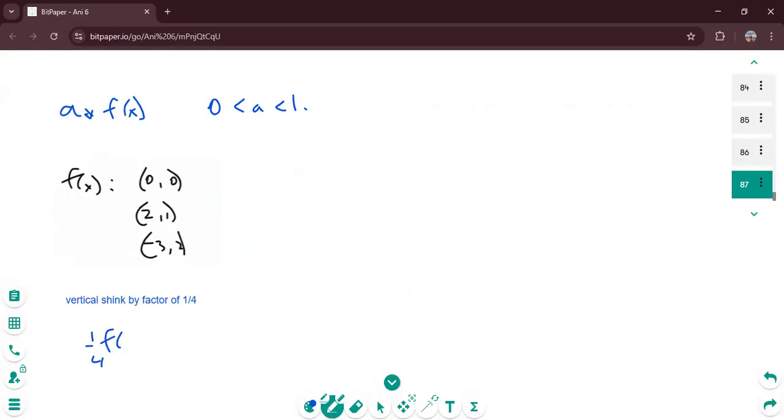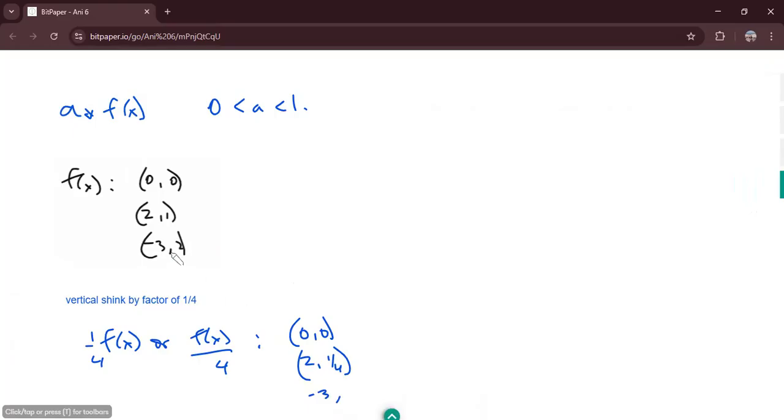So what happens in this case is that all the y coordinates get multiplied by a quarter. So it becomes 1/4 f of x, which can also be thought of as f of x divided by 4. So your new y coordinates will simply get divided by 4. So 0, comma 0 remains 0, comma 0. 2, comma 1 becomes 2, comma 1/4. And negative 3, comma 2 in the original f of x function becomes negative 3, comma 2 divided by 4, or 1/2. Now, how does this look?